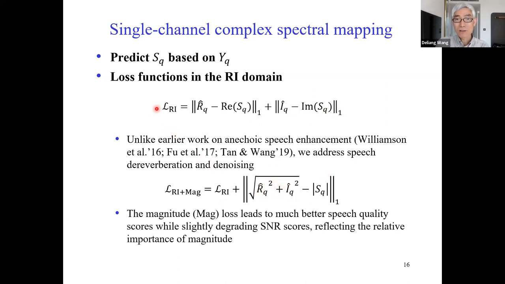So this first one is the loss function, which is L of RI. We also add a second term, which is nothing but the magnitude domain, which is the absolute value of S Q and its estimate. And we found that the inclusion of a magnitude loss leads to much better speech quality, essentially reflecting the relative importance of magnitude over phase.